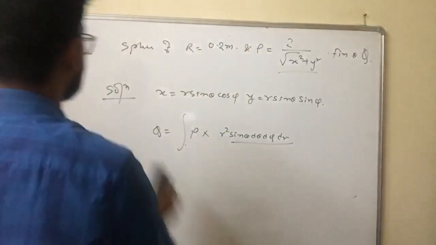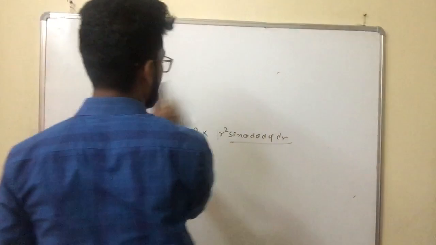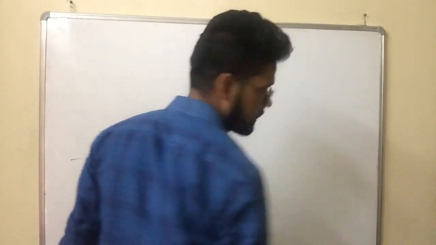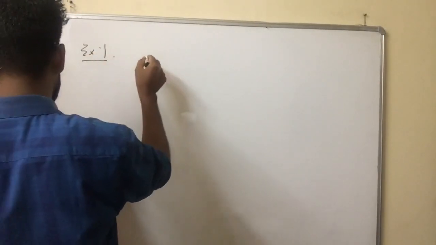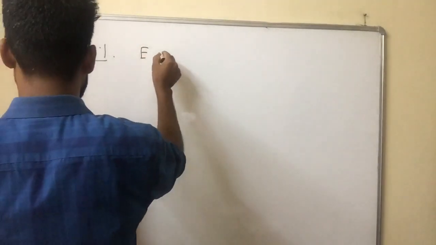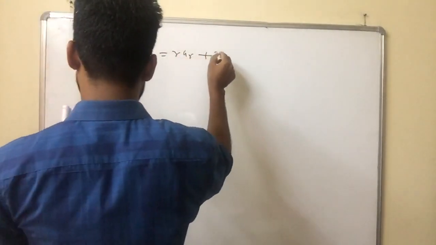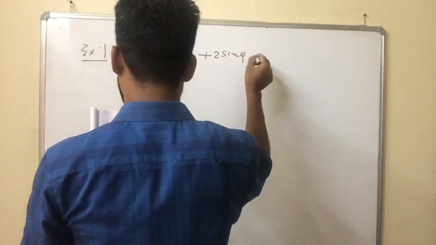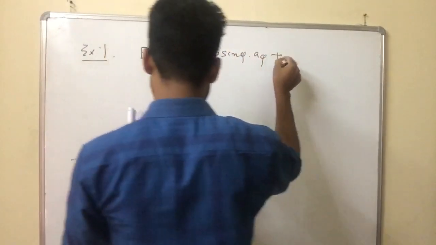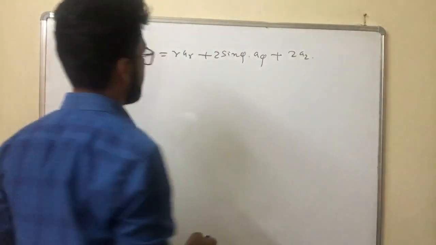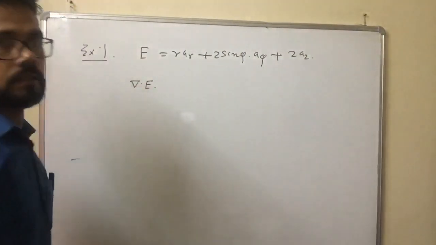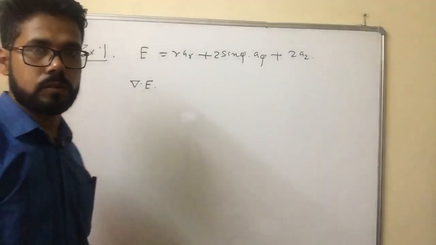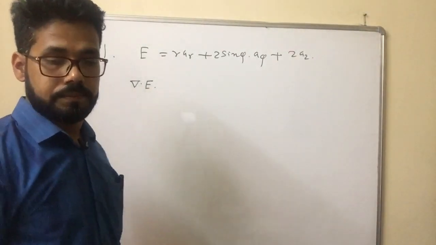Now you see the question. Another question. This question is only to understand the meaning of divergence and current. Example: electric field E is equal to R a_R plus Z sin phi a_phi plus Z a_Z. Can you find the divergence of E? And then we have to calculate the surface density.